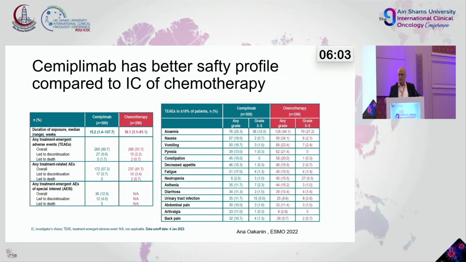And this is the safety profile. You can see here that the side effects and safety profile were in favor of the immune checkpoint inhibitor compared to the investigator's choice of chemotherapy, with all the side effects being more common in the chemotherapy arm.